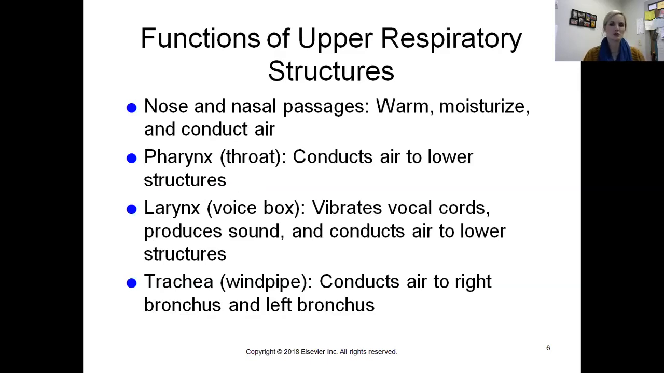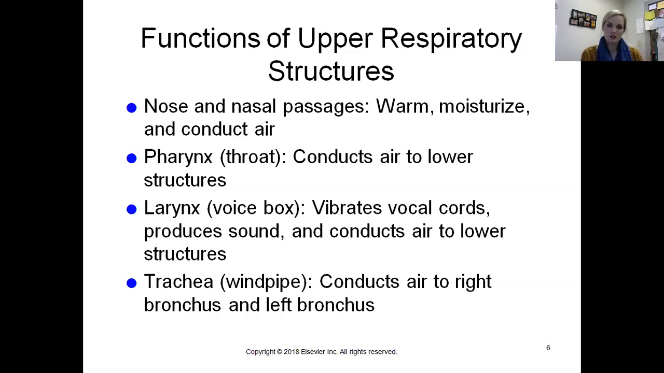So what do these things do? Our nose and our nasal passages, along with our sinuses, help to warm and moisten as well as conduct that air. Our throat will help to conduct that air into our lower structures. These are just passageways to get to those lower structures. So the pharynx will then take that air and push it lower.